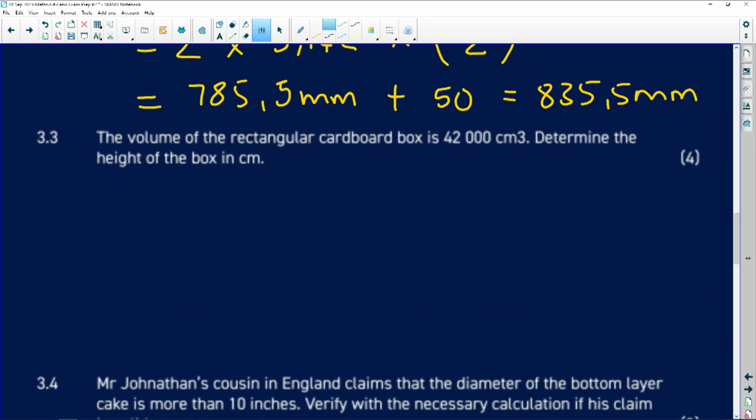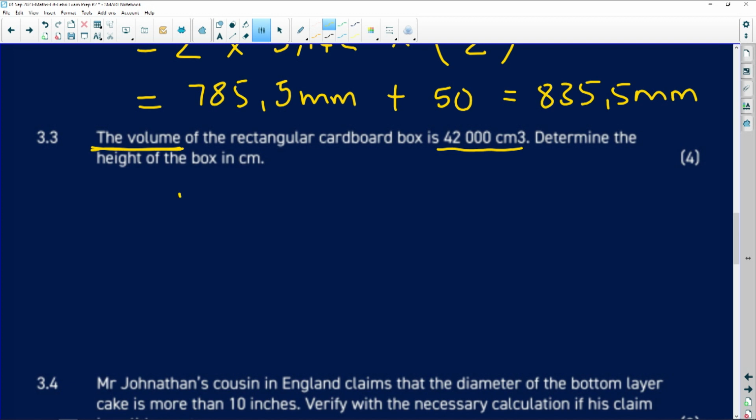The volume of the rectangular box is given. So that's the volume that's given. Determine the height of the box in centimeters. When we have a question like this, a lot of learners get confused, because they are used to calculating the volume of the box. We are solving for x, and I know in mathematical literacy, whenever a learner is asked to solve for x, it's a big problem. So we need to know how to manipulate our formulas. I'll show you how to manipulate your formula.